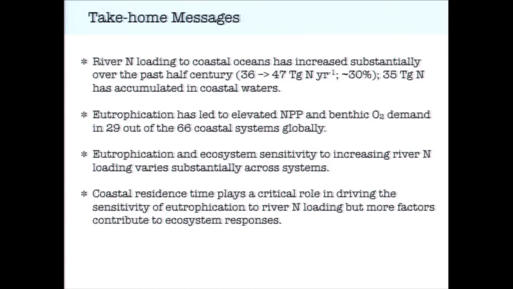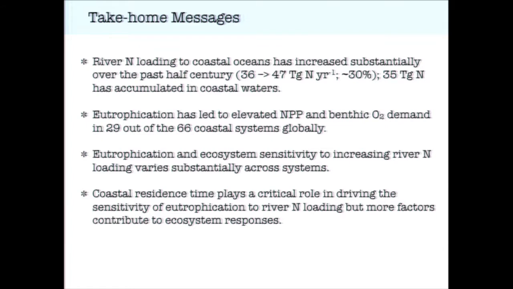All right, so just some quick take-home messages. River nitrogen loading to the global coastal ocean has increased dramatically over the past half century. There's almost a 30% increase just over the 50-year period, from 36 to 49 teragrams of nitrogen per year. And 35 teragrams of nitrogen has accumulated in global coastal waters. And eutrophication has led to elevated primary production and benthic oxygen demand in about 29 out of the 66 coastal systems that we examined.